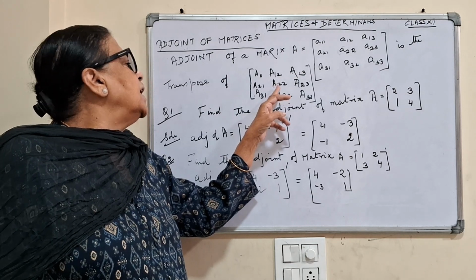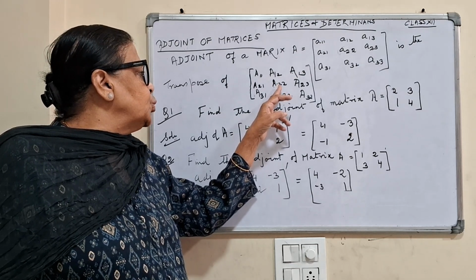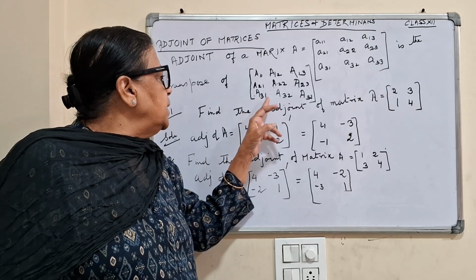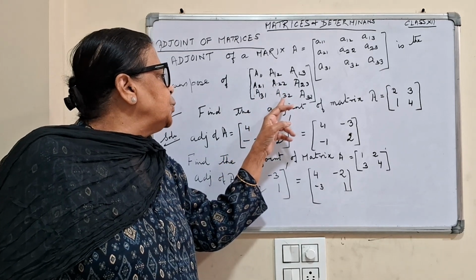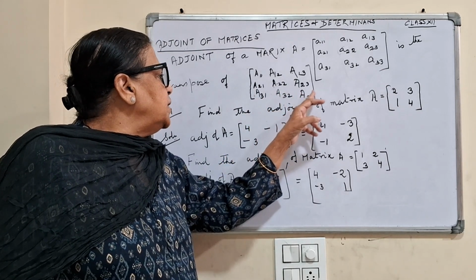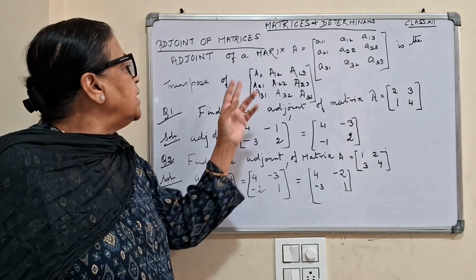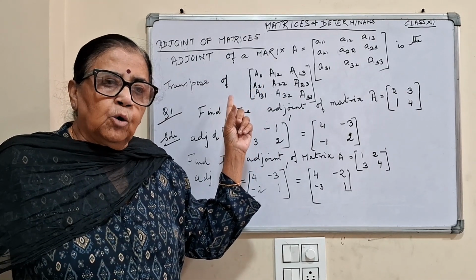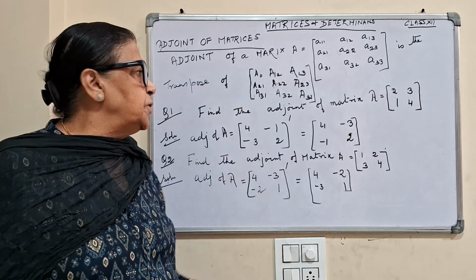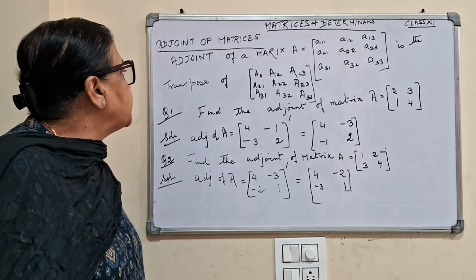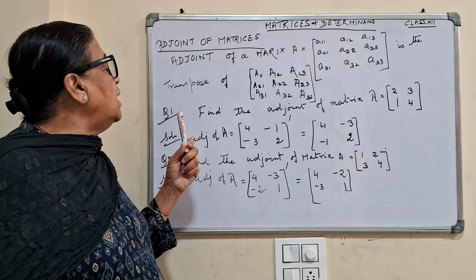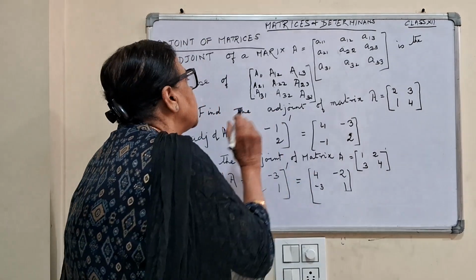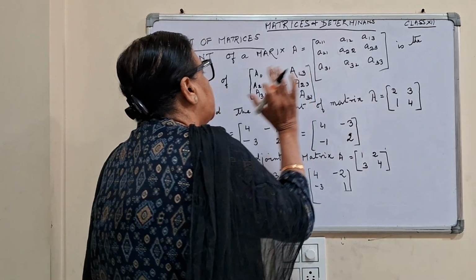capital A22, capital A23, capital A31, capital A32, capital A33. These are the cofactors of the matrix. So the adjoint is the transpose of the cofactor matrix. That means we will transpose.